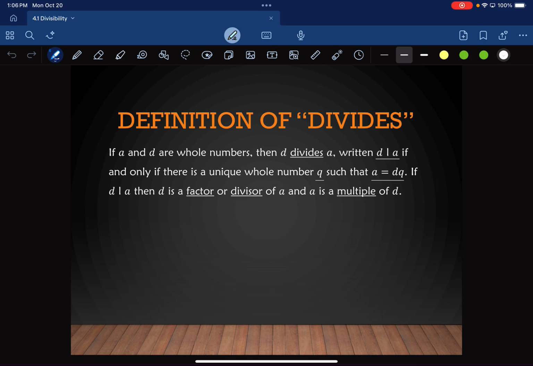So if A and D are whole numbers, then D divides A, and it's written with this vertical bar, okay? D, that vertical bar is sort of like the word divides, like a division bar, but it's not, okay? And then A, if and only if there is a unique whole number Q such that A is equal to DQ. If D divides A, then D is a factor or a divisor of A, and A is a multiple of D. That's a lot. Just jot it down, and I'll give you an example, and you'll be like, oh yeah, that makes sense, okay? But just jot it down first.